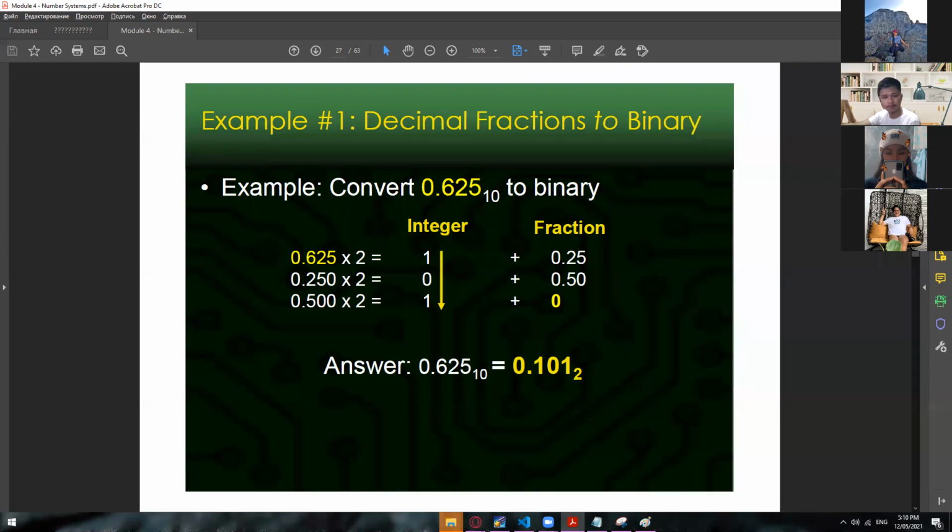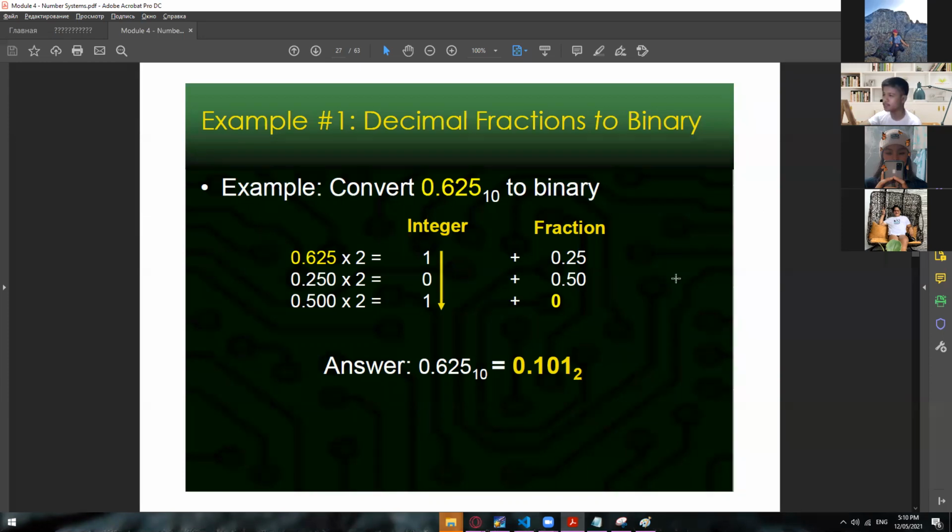Okay, so how about the others? So anyone who has a question or a clarification so far regarding this one, and how did we get 0.101? Okay, so that's good. Miss Shian, Shian or Shin? Okay, very good. Miss Patricia, if everything is clear. Okay, so it seems that none of you has a question.